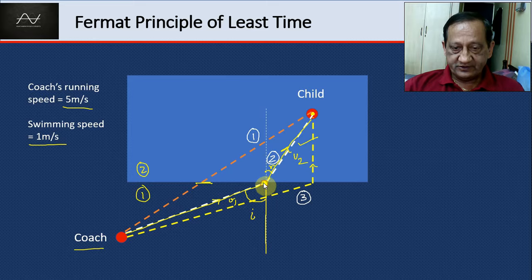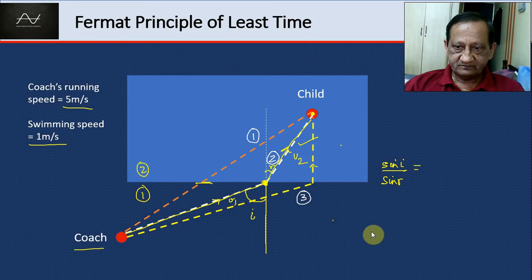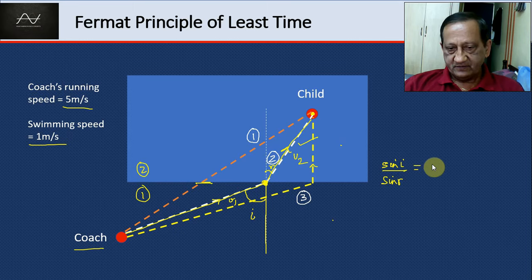So this point is chosen such that sine I upon sine R is the refractive index of this medium 2 with respect to medium 1, right? So sine I by sine R should be equal to V1 by V2. The speed in air is V1 divided by the speed in water, that is V2. And V1 is 5 and V2 is 1. So sin I by sin R is 5.